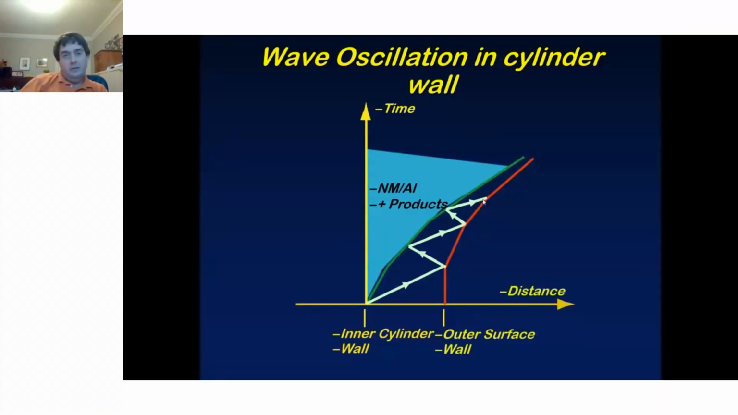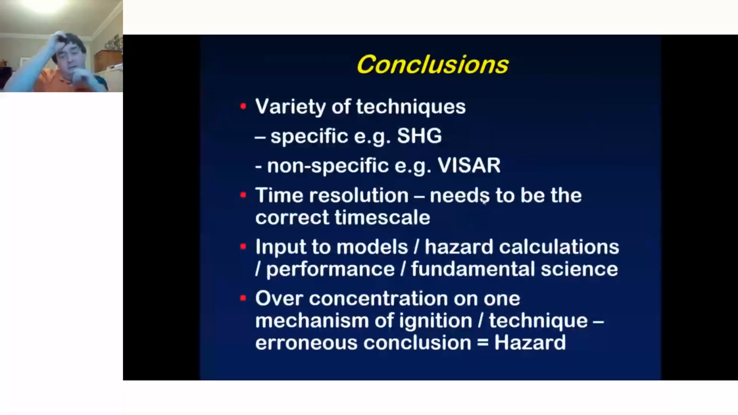So what I hope I've shown here is that there are a variety of techniques that can be applied to the study of ignition and growth of reaction in energetic materials. These can be used with respect to safety, for example. Some techniques, such as second harmonic generation, are very specific to the material. Other systems such as VISAR can be used anywhere if we want to measure velocity. Time resolution needs to be on the correct timescale for the process that we're looking at, and this data provides input to models, calculations, performance, the fundamental science.